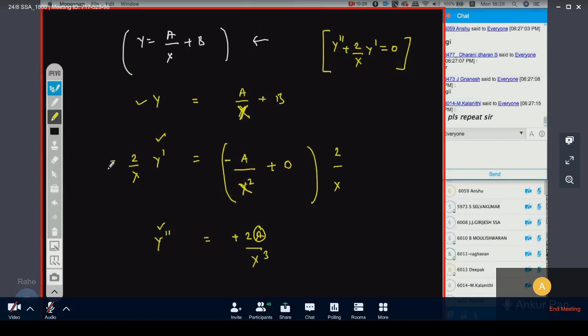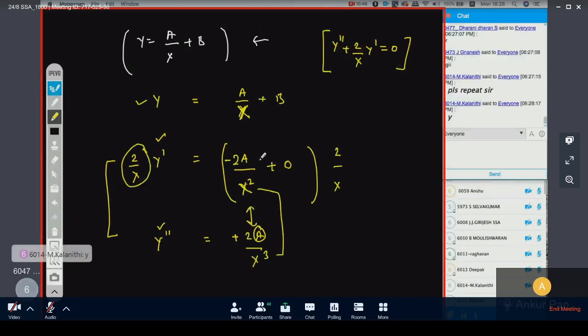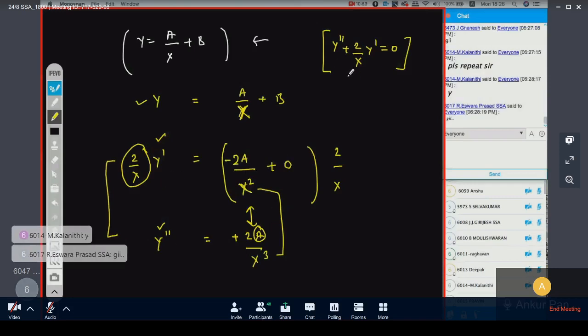We are trying to arrange for an elimination. In order to eliminate a, we need how much? An x cube here and a 2 here. If we add, we'll get 0. Yes or no? That is what we have done. We have sent one here and here that side, and added both. Okay, good.